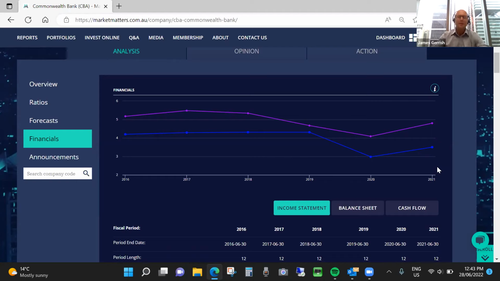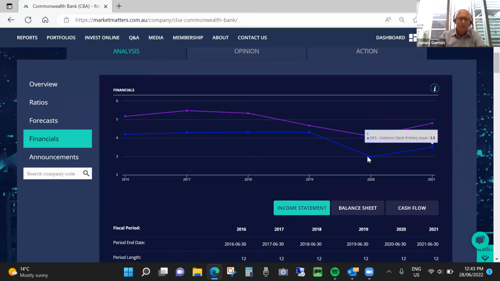Particularly in companies, you can see revenue. And revenue might be growing, but costs might be growing at a greater clip, and that's having an impact on profit. Or profit might be growing at a lot stronger rate than revenue, and that implies or shows that the company's got a lot of operational leverage.